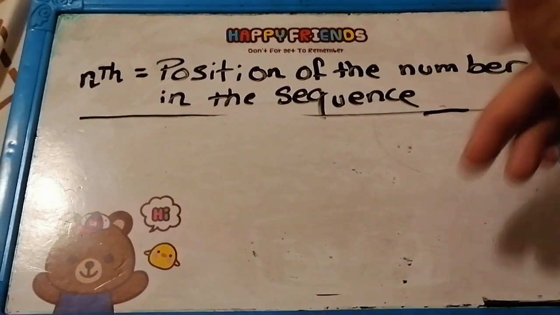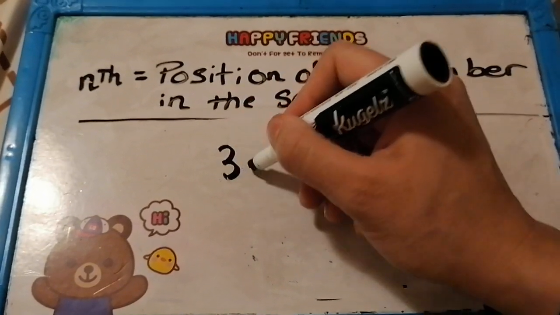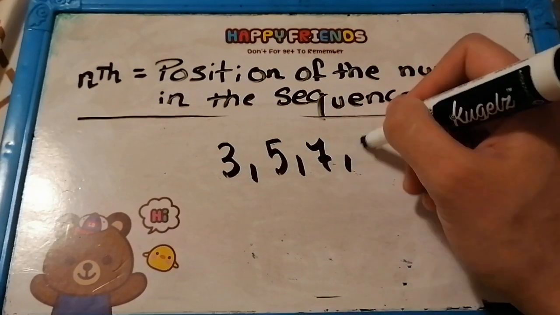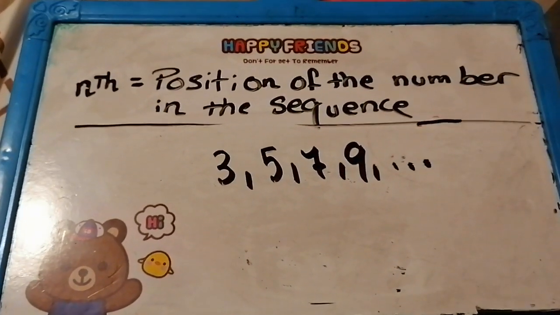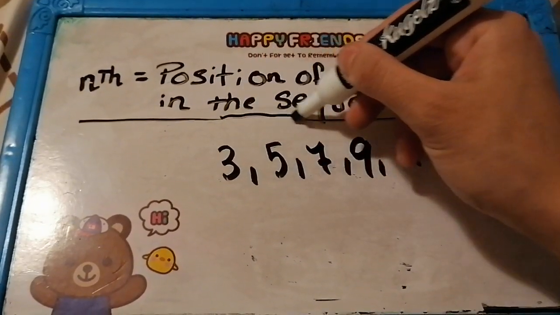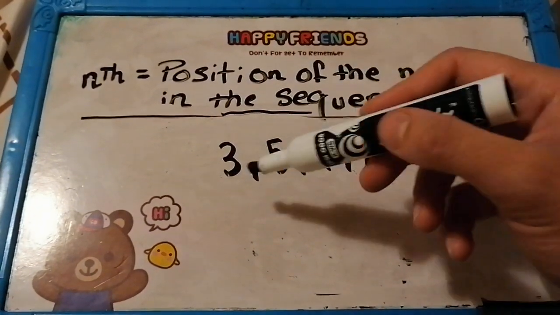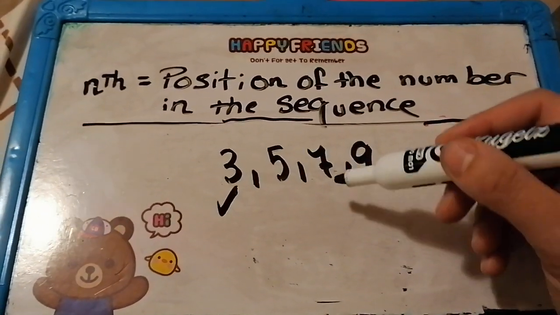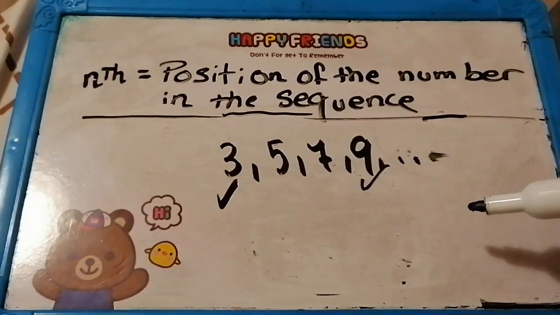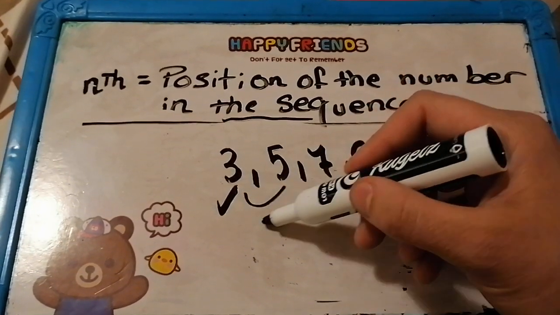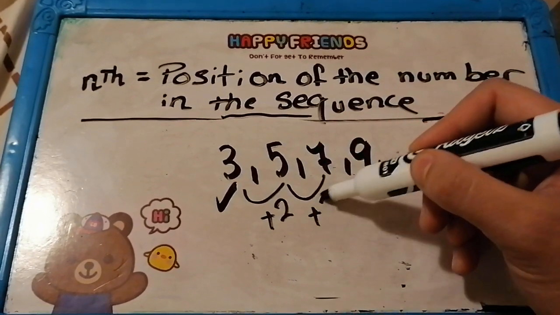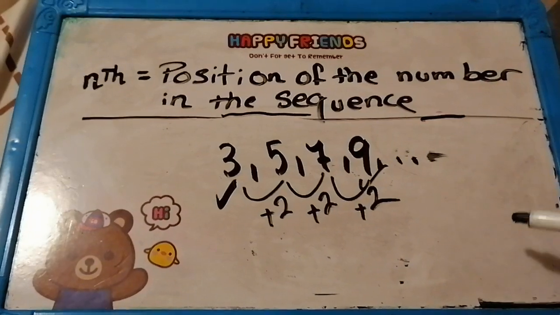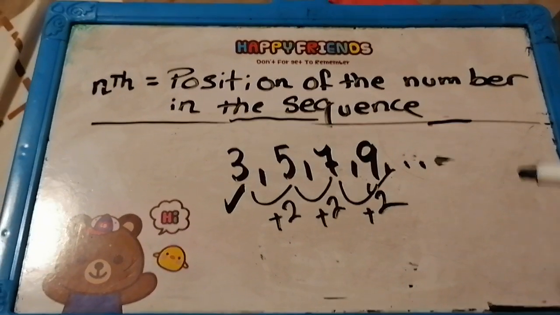So look at the sequence, 3, 5, 7, 9. He wants you to find, there might be more than one question, for example. So he would say, what is the first term? The first term is 3. What is the fourth term? The fourth term is 9. It's counting in what? It's counting in 2s. So you can say adding 2 each time, right? Find the nth term. Now let's start.